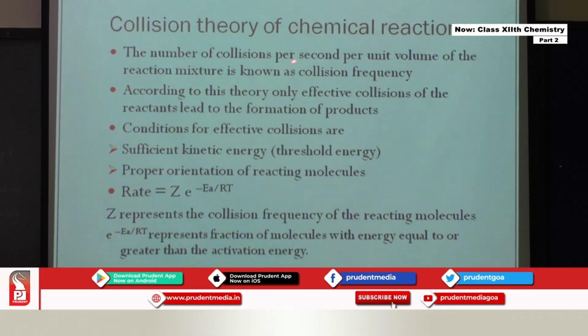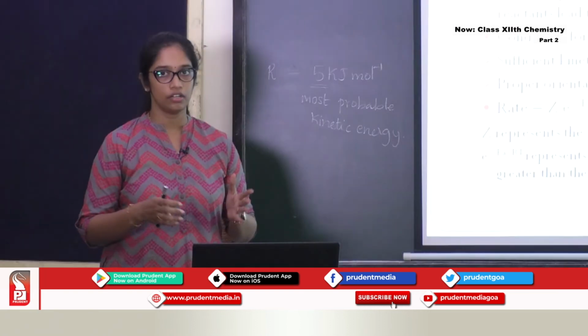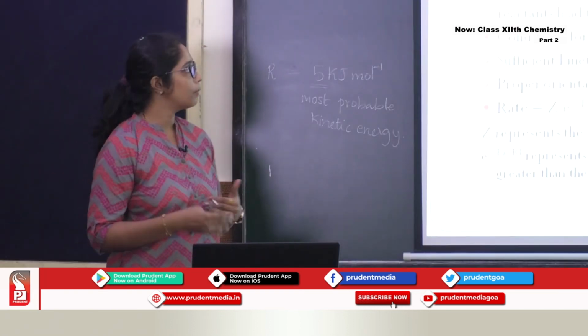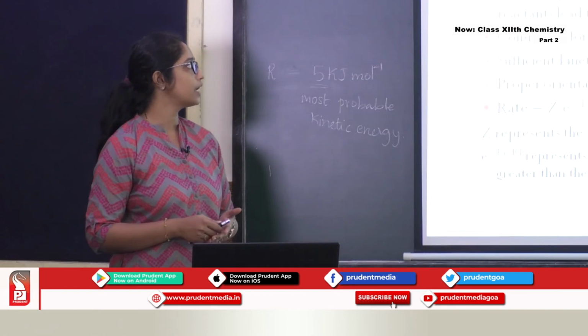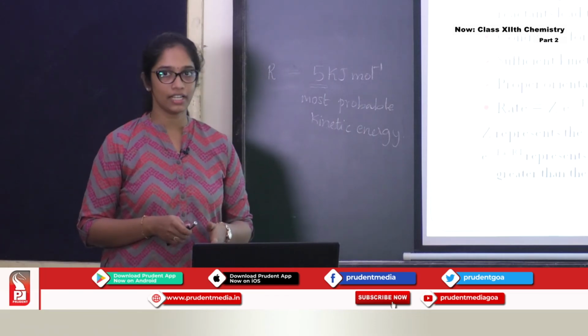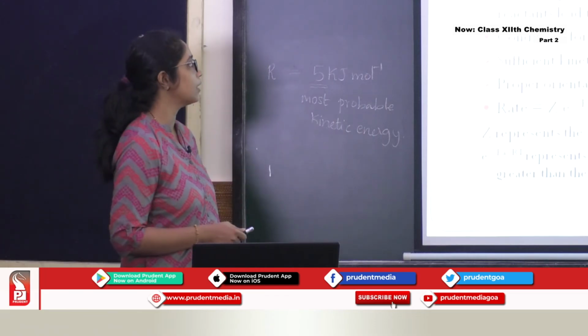The number of collisions that take place per unit volume of a reaction mixture is known as collision frequency. This is a term that is introduced because in collision theory the molecules are considered to collide with each other. So, the amount of collisions that are taking place per unit volume per second is known as collision frequency.